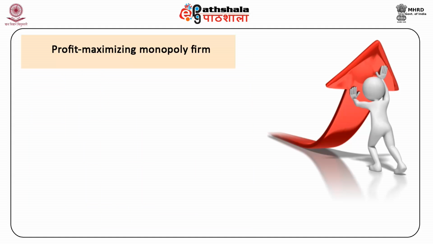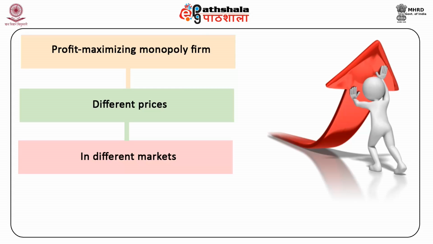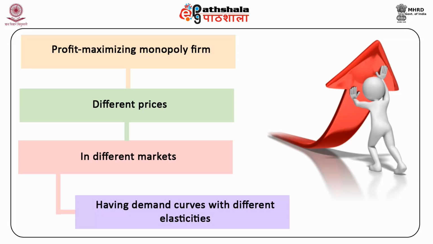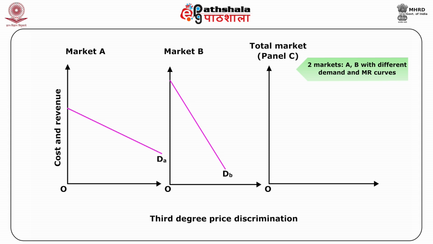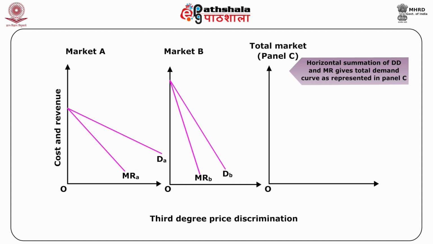When a profit maximizing monopoly firm sets different prices in different markets having demand curves with different elasticities, it is using third degree price discrimination. Suppose there are two markets, A and B, with different demand and MR curves. The horizontal summation of both demand curves and MR curves gives the total demand curve and total MR curve as represented in panel C of the figure.